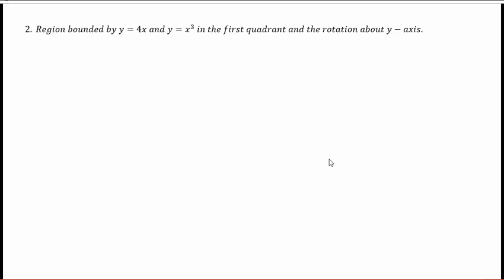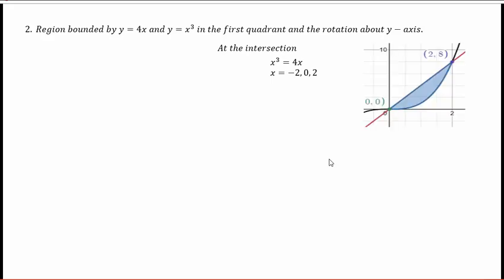We take the second example. Region bounded by y equals 4x and y equals x to the 3 in the first quadrant, and rotation will again be with respect to the y-axis. At the intersection we write 4x equals x to the 3, and then you can factor out and solve. You get x equals negative 2, 0 and 2. Since we are going in the first quadrant, we will be taking 0 and 2. Look at the graph here.